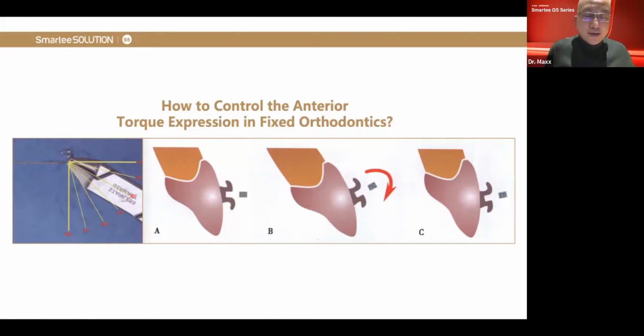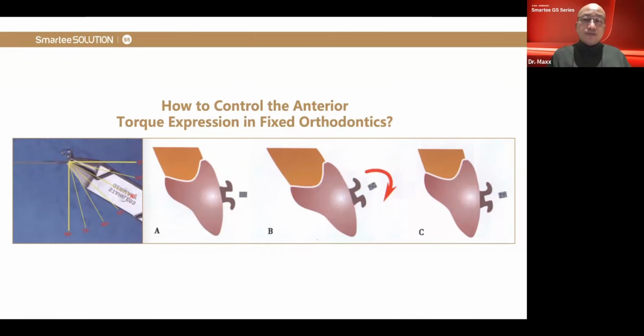So that's the quite key point of the S5 technique. So maybe someone could not understand it totally. So now I will take an hour to explain it in detail. So the first question we should think about is how to control the anterior torque expression in fixed orthodontics.